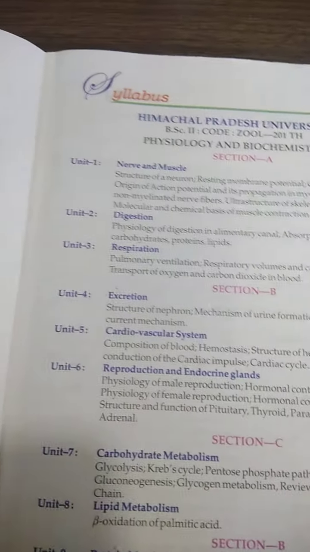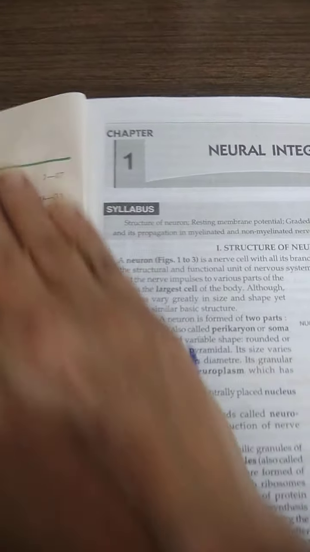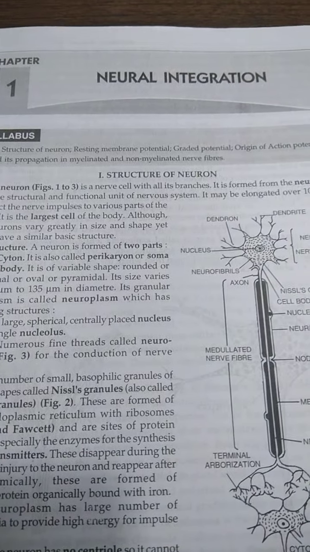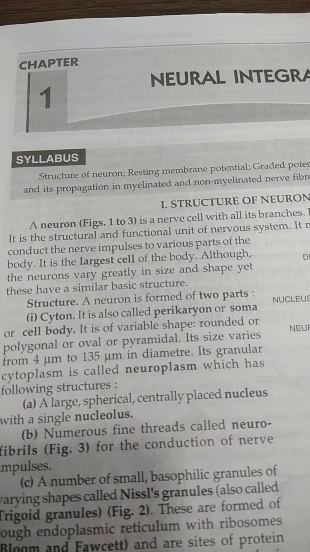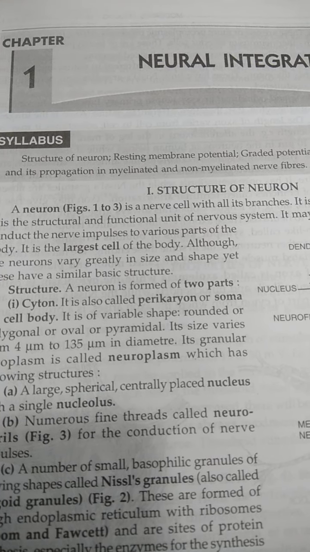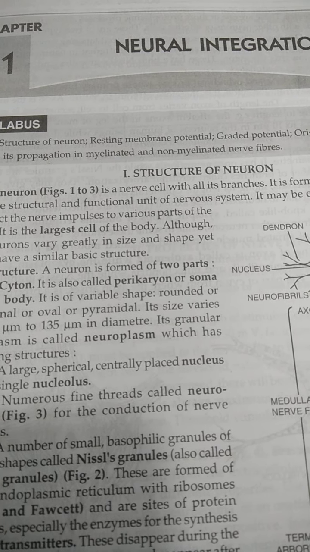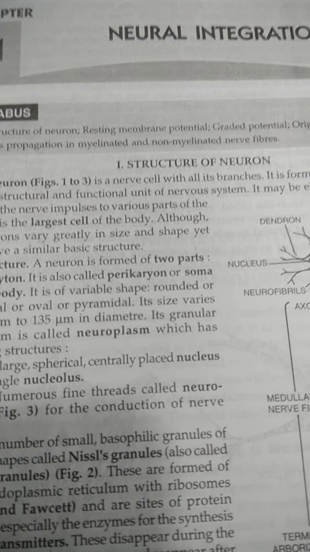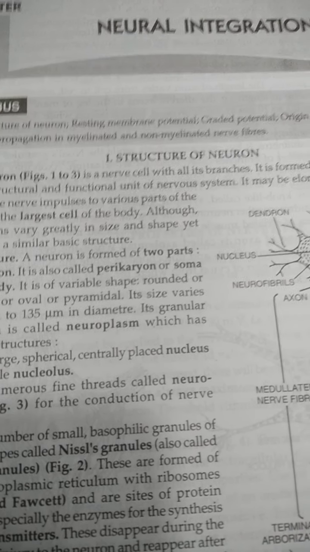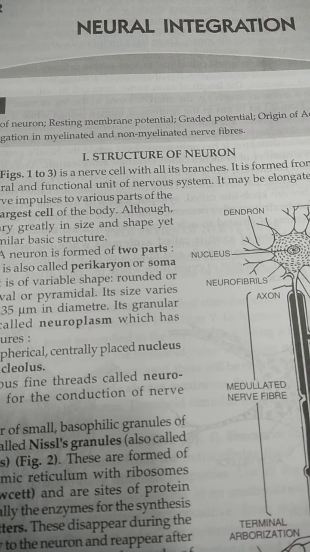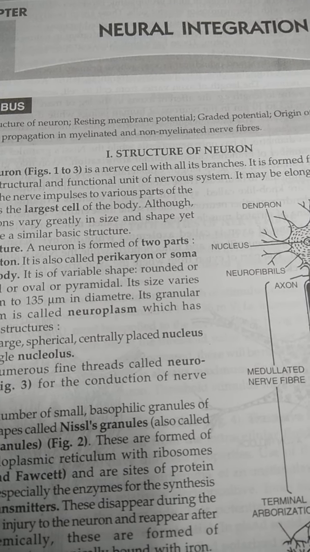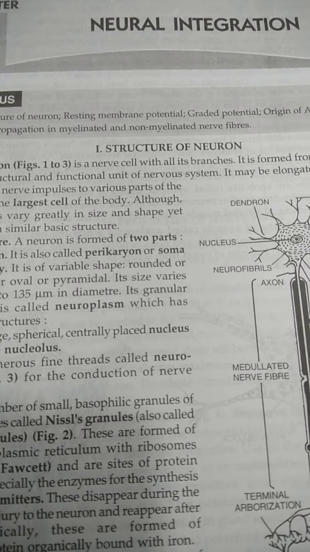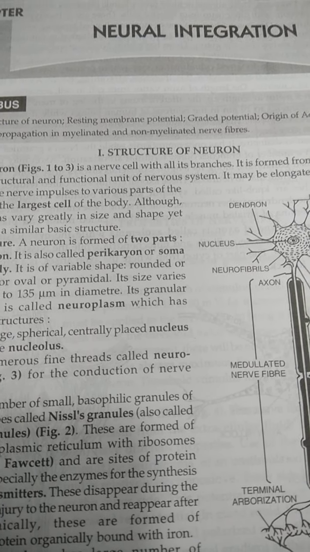Coming to the first chapter, you can see it is the nervous system, or neural integration. What we have in this is the structure of the neuron and its properties. For example, the potentials: the resting membrane potential, the gradient potential, the origin of action potential, and then the propagation of the nerve impulse in myelinated and non-myelinated nerve fibers.